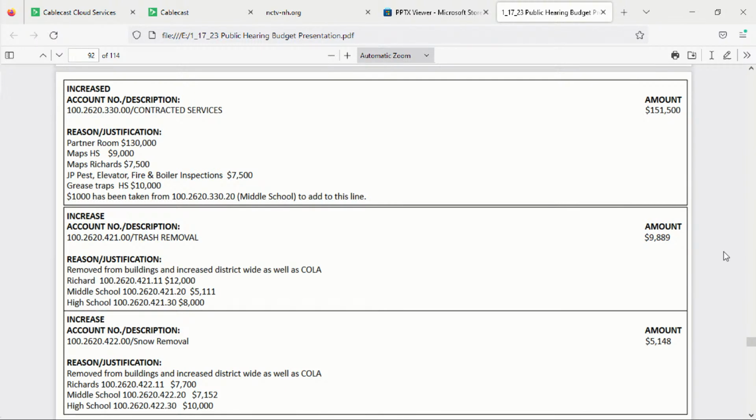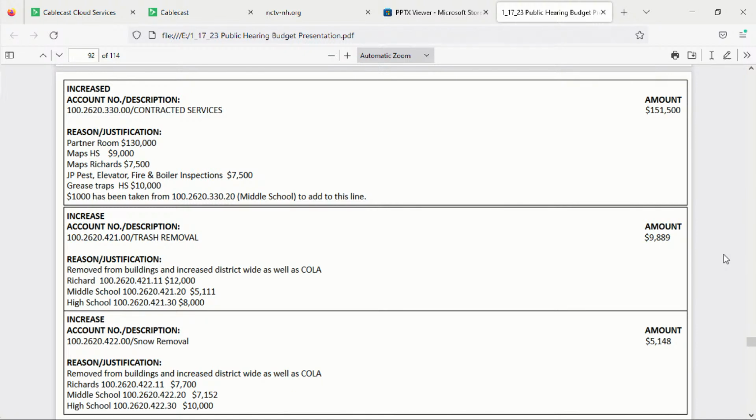Trash removal, that was individualized from building to building. It is all my trash now. It was before, but we had it all broken out. So as you can see here, Richards, middle school, high school, the individuals, and then the increase for cost of living for the trash company, which came out to $98.89. And then the same way with snow removal, it was broken out per building, and I took all of that into one line, which came out to $5,148 with the increase for the COLA.